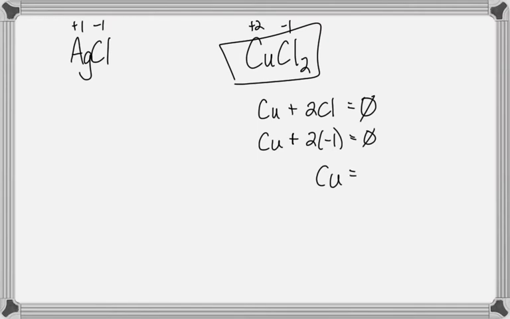Solve it, and we get plus two. So that way it'll work as well. It's just easier to do the reverse swap and drop. Okay, let's see.